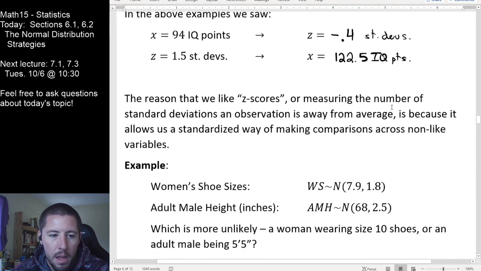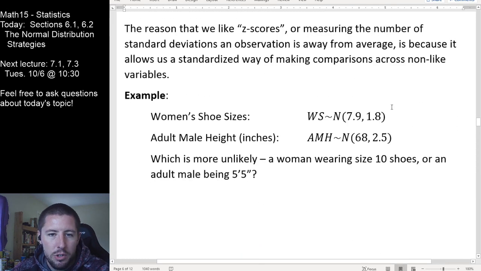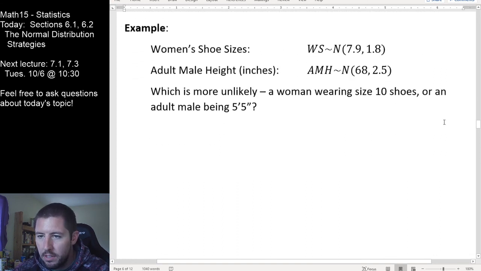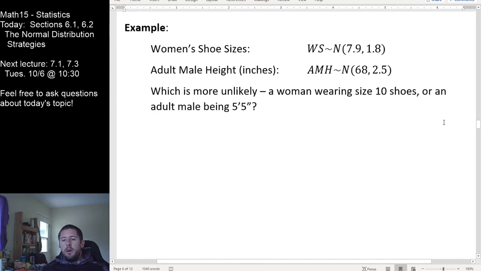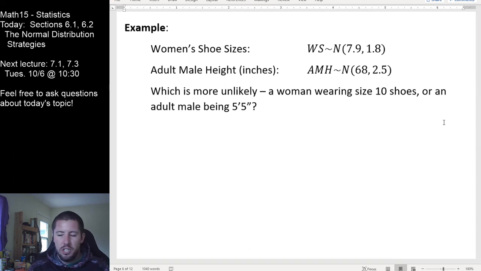So let's do an example of this. And in fact, you should have seen an example sort of like this previously this semester, so hopefully this looks vaguely familiar to you. Here I'm saying we've got two non-comparable things, women's shoe size and adult male height measured in inches. It turns out that in the United States, the average shoe size worn by adult women is about a 7.9 with a standard deviation of about 1.8 sizes.